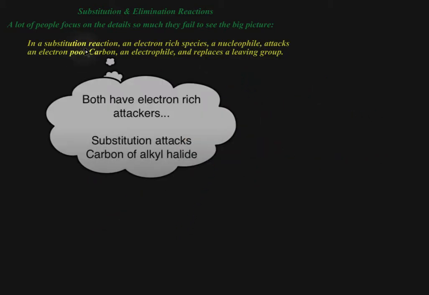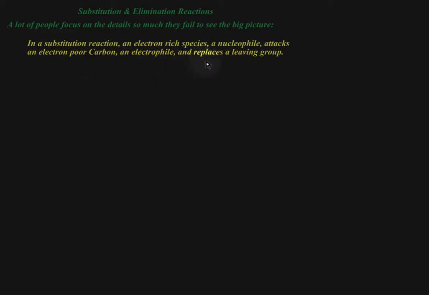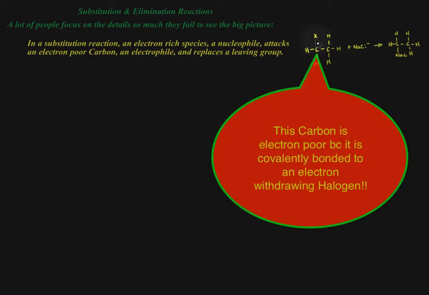In the substitution reaction, what we're going to have is an electron-rich species. Actually, in both we're going to have electron-rich species, but it depends what they do. If they attack an electron-poor carbon, an electrophile, and replace a leaving group, then it's a nucleophile. So here we have a carbon and a halogen. This is an alkyl halide. We discussed how to make these with free radicals in the previous chapter.